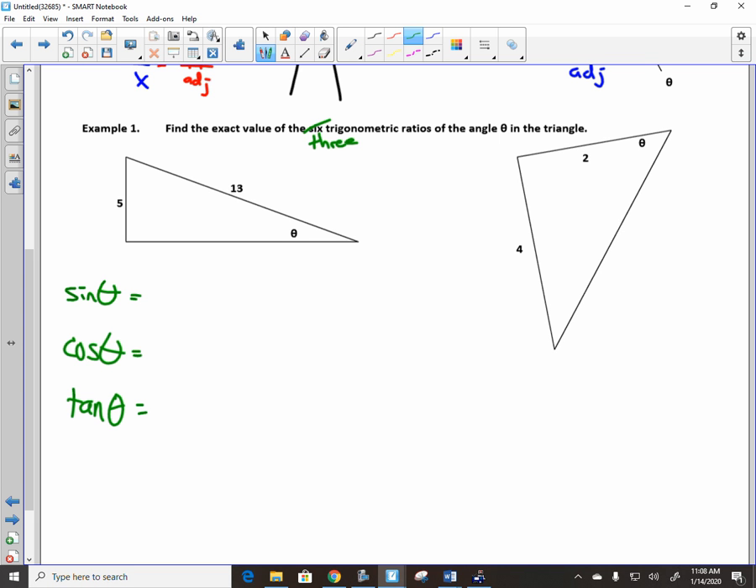In order to write those, I need to determine the missing side of the triangle. How do I determine the missing side of the triangle? Good old Pythagorean theorem. 5 squared plus b squared is equal to 13 squared. So 25 plus b squared is equal to 169. So b squared is 144 and b is 12. This is a 5, 12, 13 Pythagorean triple.